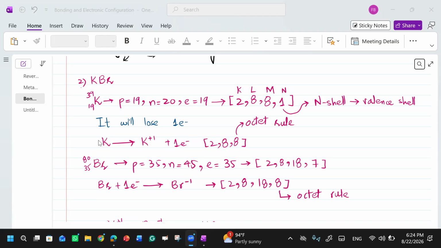You will not get any species which will lose them. Like the non-metals, if there is a non-metal like carbon, it has four electrons. So it is not possible for carbon to lose four electrons, right?